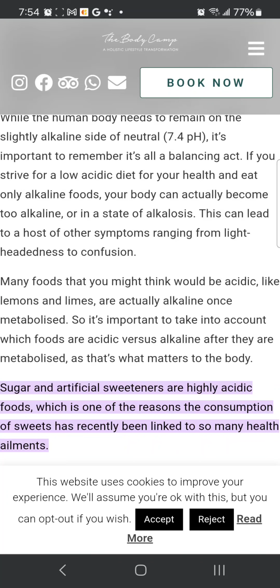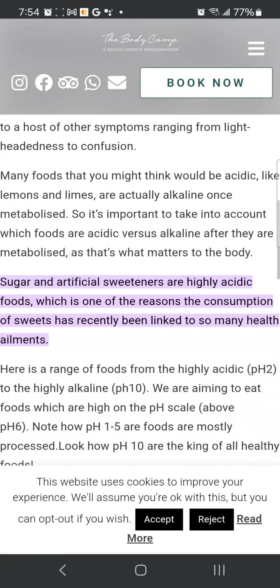Okay, this can lead to a host of other symptoms. Many foods that you might think would be acidic, like lemons and limes, are actually alkaline once metabolized. I always hear people saying, but it's acidic, it's acidic.